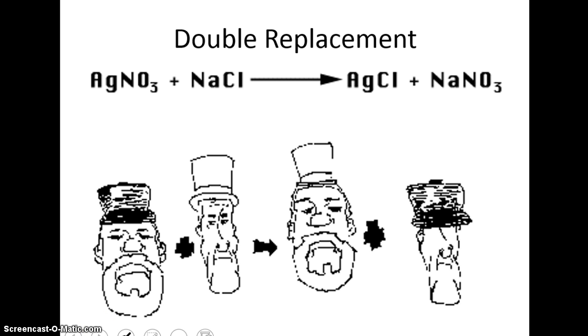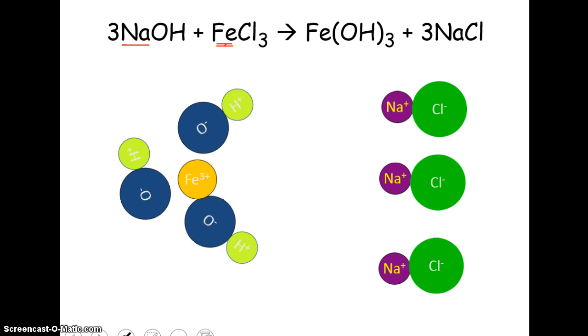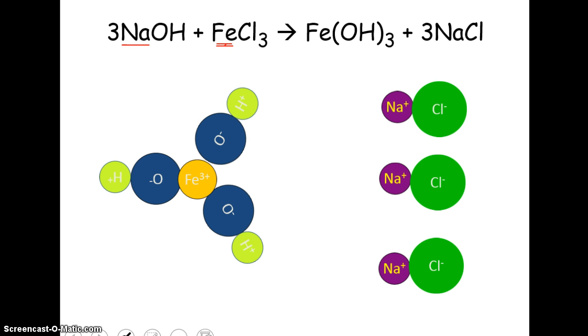Another example would be your Ag switching places with your sodium. Or in this one, we've got a bearded guy with a black hat plus a non-bearded guy with a white hat, and then they switch hats. So the bearded guy gets the white hat, the non-bearded guy gets the black hat. Another example, in this one, we've got sodium and iron switching places. So the sodium's going to kick out and combine with the chlorine that was with the Fe.